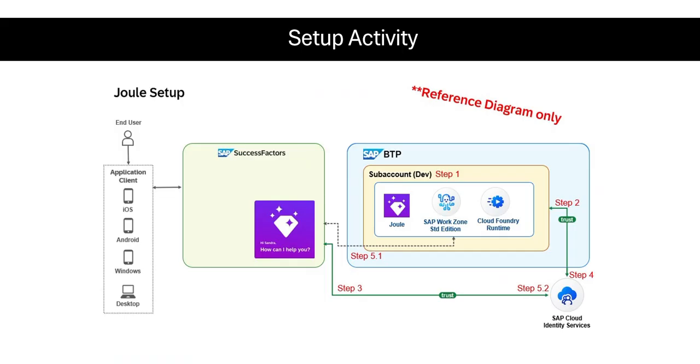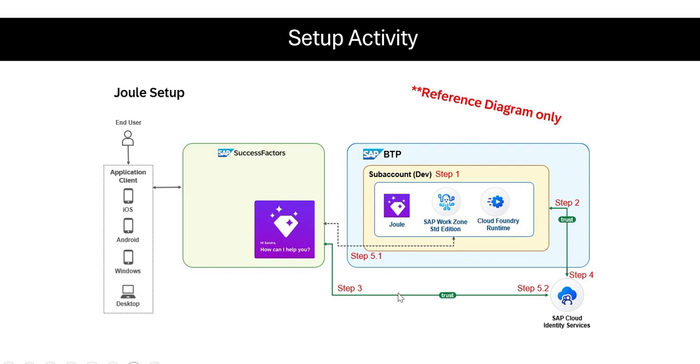This is the setup activity of our Joule. First, we will create an account and then run the booster. Once you run the booster, you have an option there to activate Joule. Step by step I will show you how to do that. Then the second step is we need to maintain the source and targets in your Cloud Identity Services. If you already activated these, then you can skip the second step.